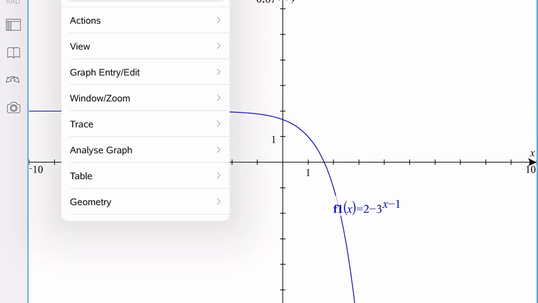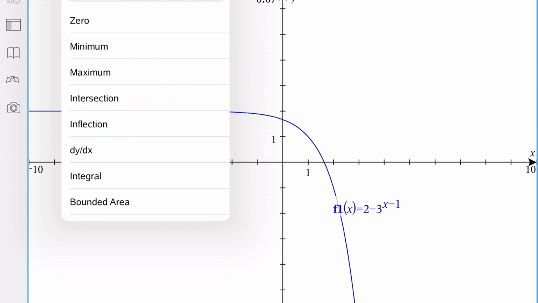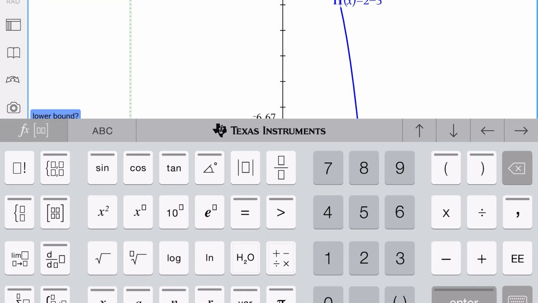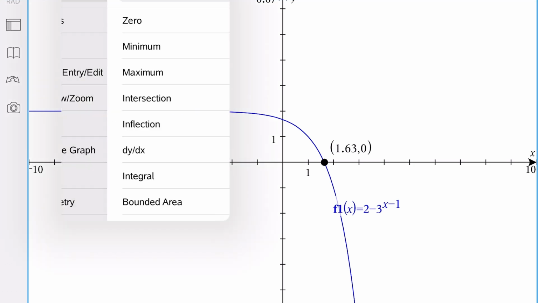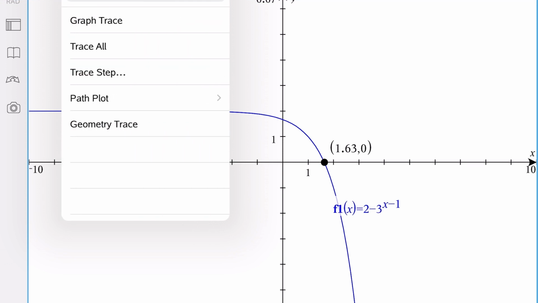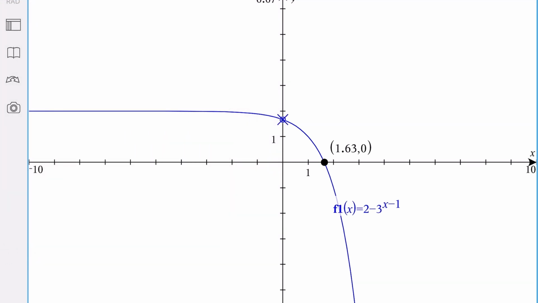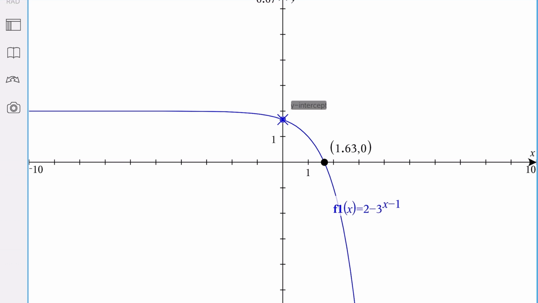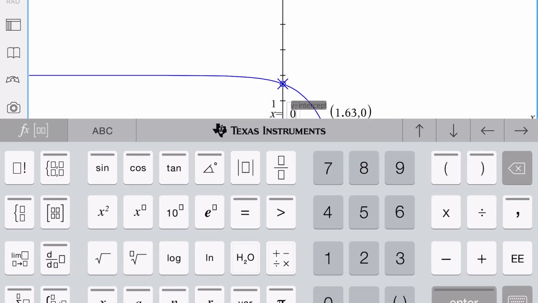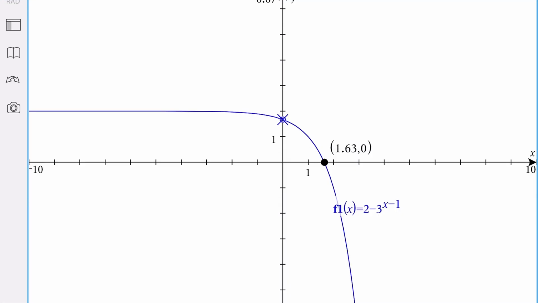To find the intercepts, I want to go to analyze graph. Zero will help me find my x-intercept. You can see this time it's not in exact values, so I'll show you how to find it in exact if that's what you need. But that's the decimal. And then to find the y-intercept, we can go to graph trace, and usually it'll land on the y-intercept. If you just start typing in 0, it'll automatically take you to that spot as well. And you can see in the corner there it says 1.67, which is 5/3.